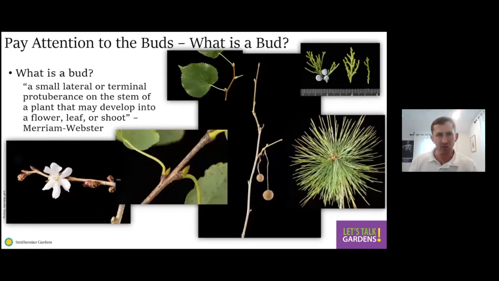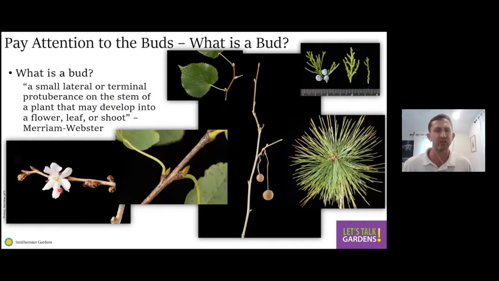So, starting with paying attention to the buds. What is a bud? A bud is a structure that has the potential to develop into a new flower, new leaf, and or a new branch. That means all new growth that you see on your trees and shrubs comes from a bud somewhere. So no bud, no growth.